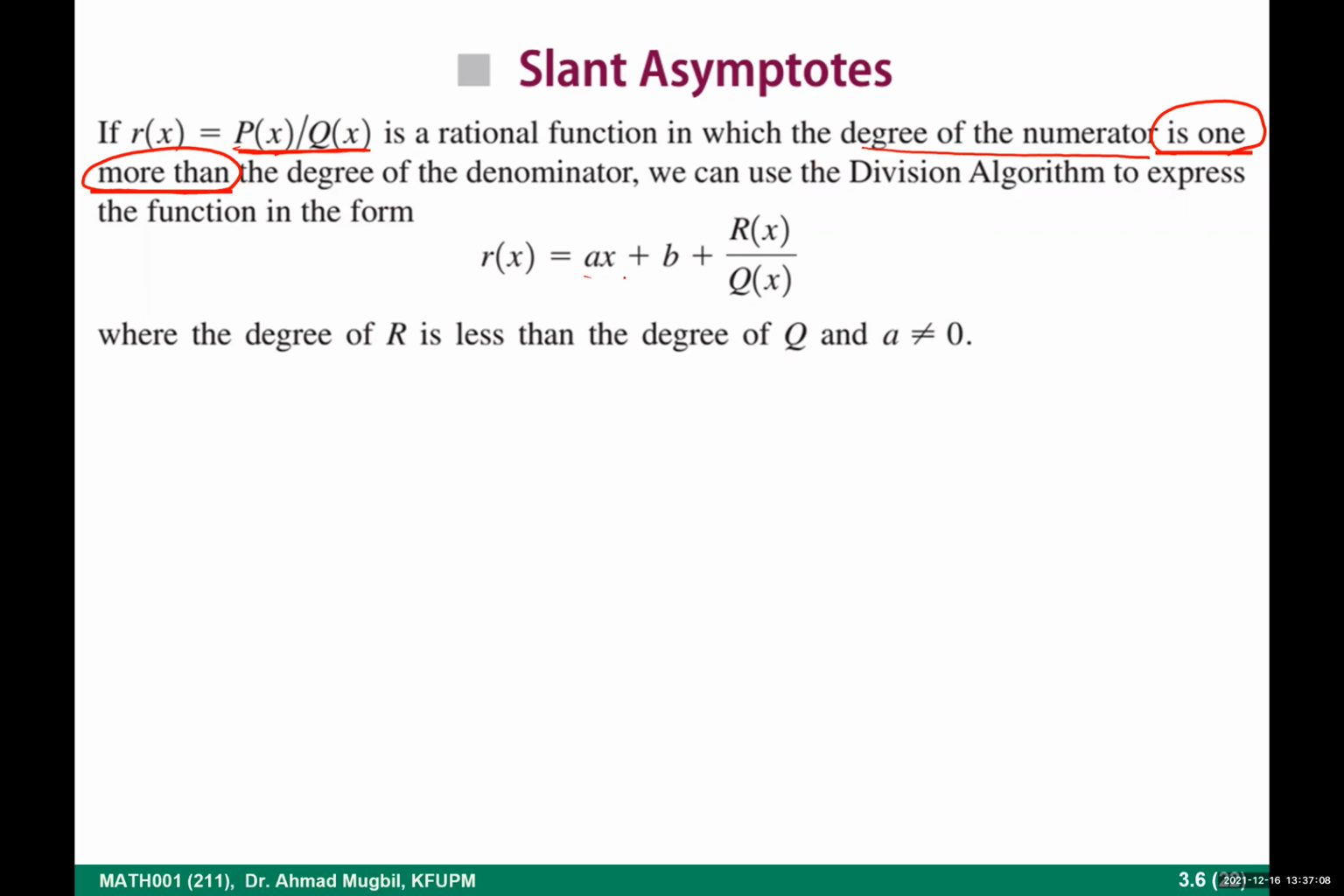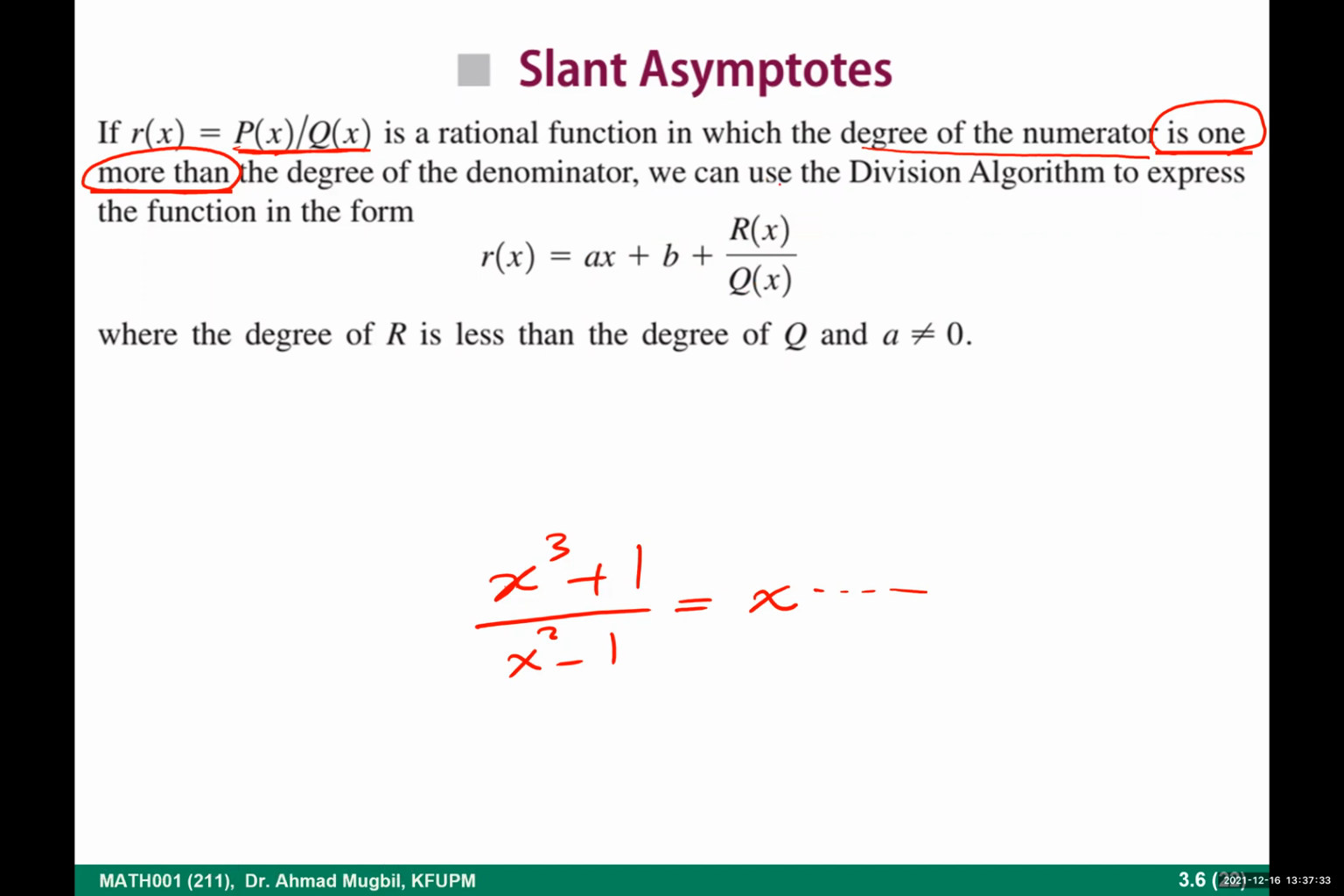P over q will be linear. Why will it be linear? If you have degree 3 over degree 2, this is when the numerator is one more than the degree of the denominator. In this case, the result will be what? Linear. Whatever is here, it is linear. So here it is. This is the quotient of the division, plus the remainder over the divisor.